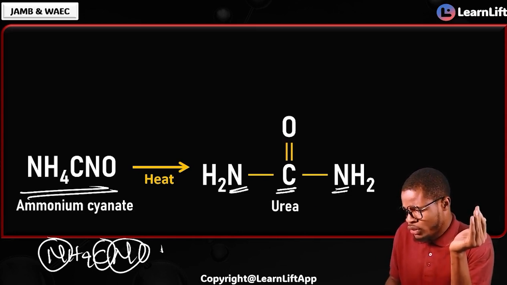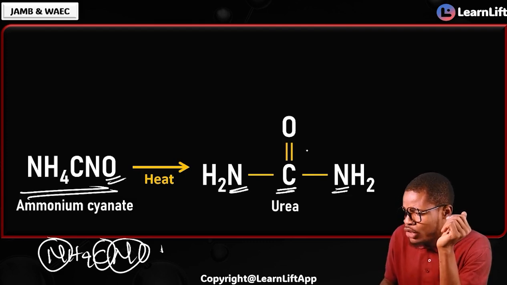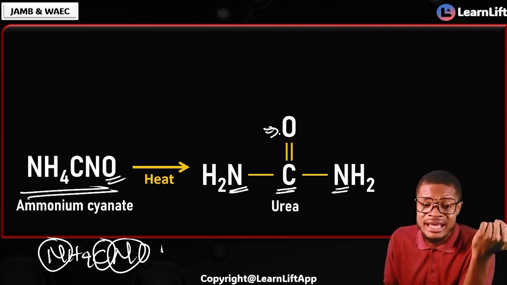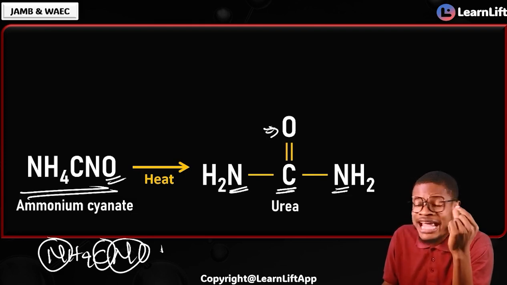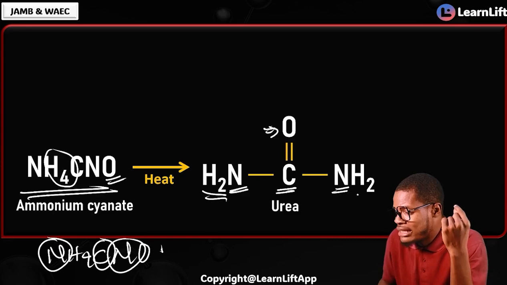How many carbon is in ammonium cyanate? One carbon. Urea has one carbon. How many oxygen? One oxygen. Urea has what? One oxygen as well. And then how many hydrogen? There are 4 hydrogen in what? Ammonium cyanate. And then there are 2 here, and then there are 2 here.